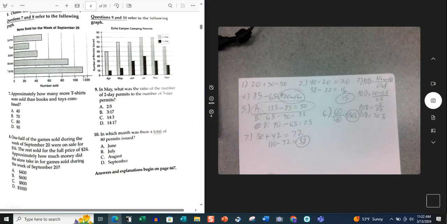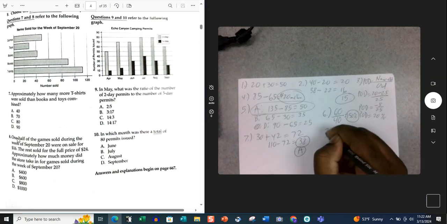Now if you get something like 38, maybe 40, something close around there, then this is where you pick the one best answer. The answer that's closest to 38 is 40. So your answer here would be A.